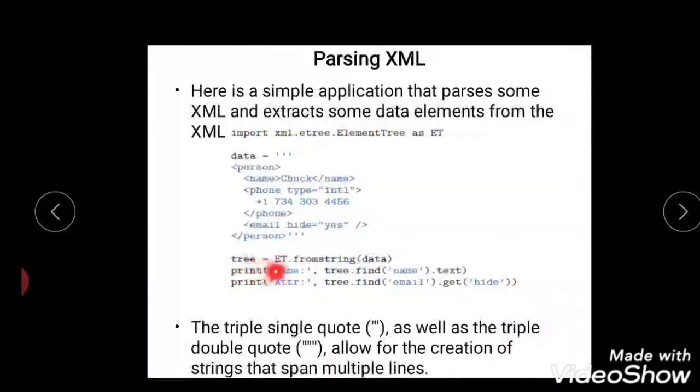And what I'm doing is tree equals ET.fromstring(data). When I use fromstring, it converts the string representation of the XML into a tree of XML elements. So this conversion will be done by fromstring. This fromstring helps you convert the string representation of the XML into a tree of XML elements. Once the XML is a tree, we have a series of methods we can call to extract portions of data from the XML string.